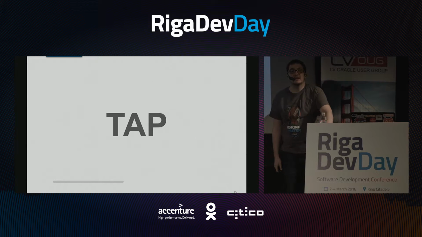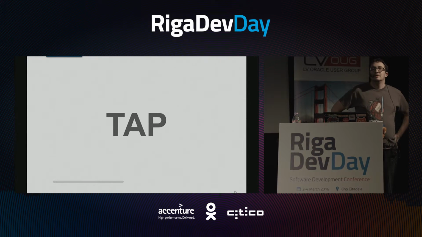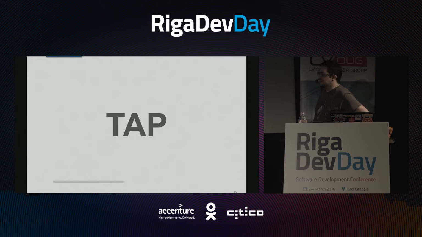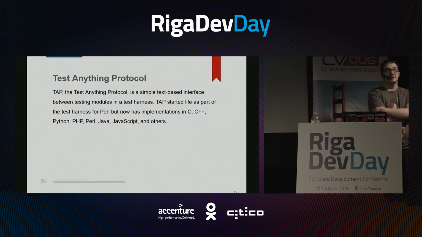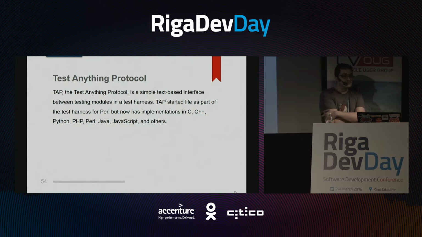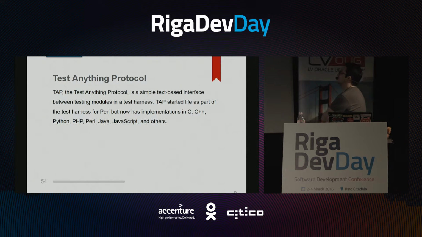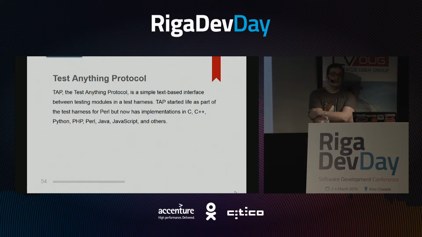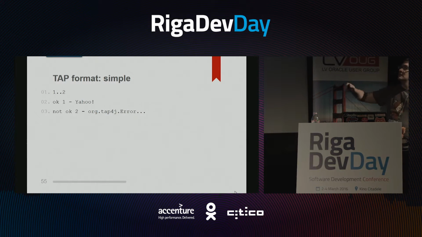Who knows what TAP is? No, TAP is actually quite an interesting thing. It's called Test Anything Protocol. And it's nothing really complex. It's a simple thing, and it has an implementation in every possible language that you may think of. And, well, that's basically TAP.